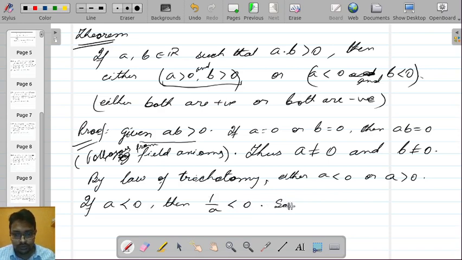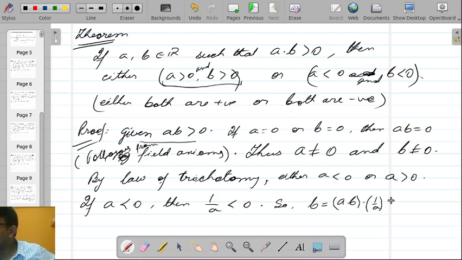So this B, which we can write as A into 1 by B, can be written as AB multiplied with 1 by A. Okay, AB into 1 by A. So this product, it can be written as what? This product will be negative, because this is multiplied with a negative quantity. We have already done this, no?